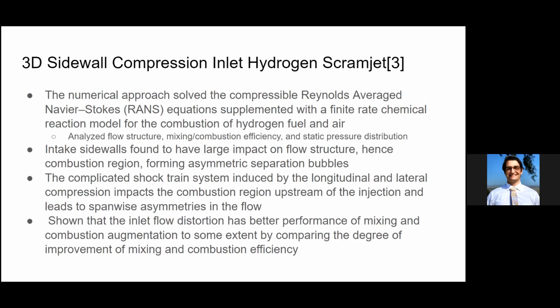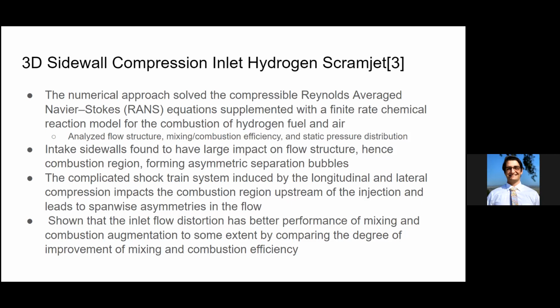Next slide. So another new inlet design would include the 3D sidewall compression inlet hydrogen scramjet. They use a numerical approach to solve the compressible Reynolds-averaged Navier-Stokes equations, supplemented with a finite rate chemical reaction model for the combustion of hydrogen fuel and air. With this, they analyzed the flow structure, the mixing, combustion efficiency, and static pressure distribution.